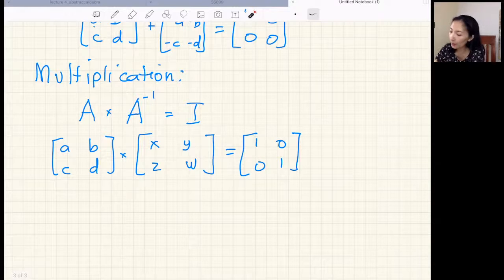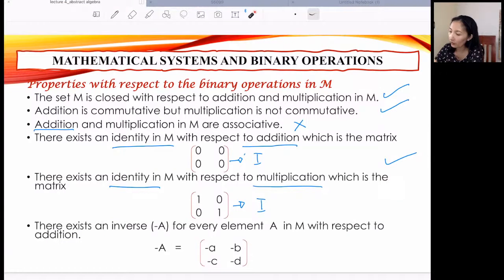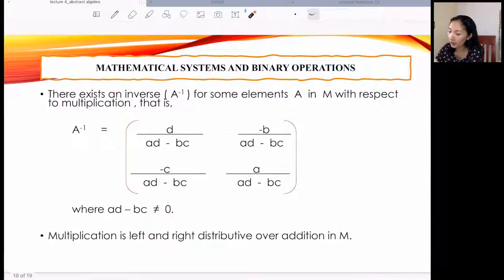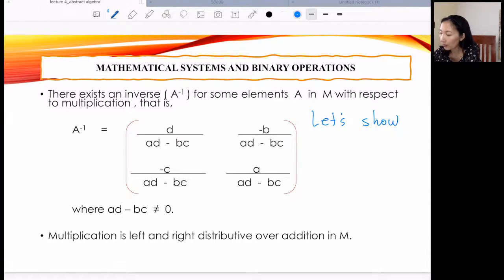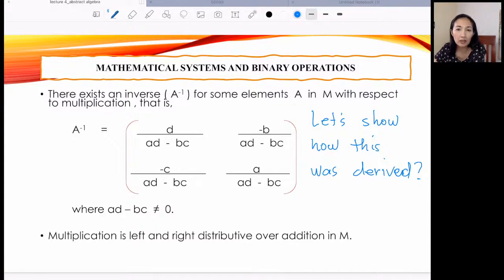Looking at our PowerPoint presentation, it is D over AD minus BC, negative B over AD minus BC, negative C over AD minus BC, A over AD minus BC. Let's show how this was derived, so that you don't have to memorize.